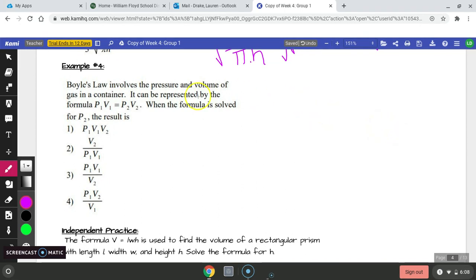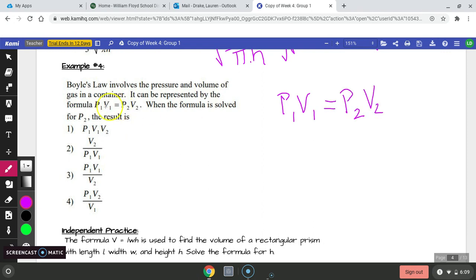So Boyle's law involves the pressure and volume of gas in a container. It can be represented by this formula here. P1 V1 equals P2 V2. Okay, so these little subscripts are just saying P1 is one pressure and P2 is a different pressure. So they're both P's because they involve different pressures, but the 1 and 2 are saying that they're representing different pressures, and the V1 and the V2 are both different volumes. Okay, so I'm going to go ahead and rewrite my formula on the side. P1 V1 equals P2 V2.